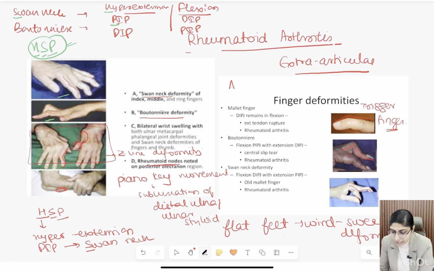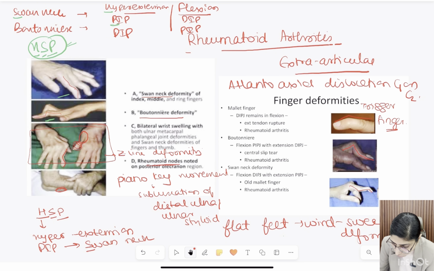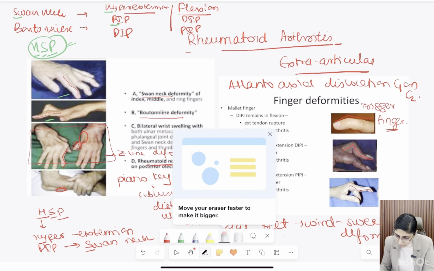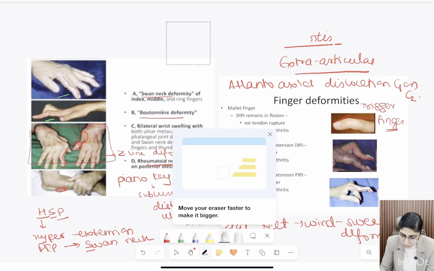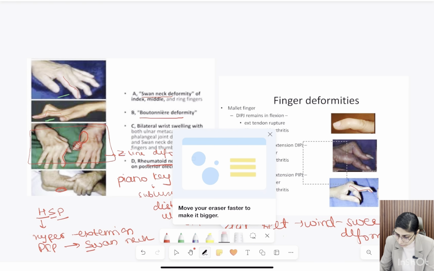If we talk about the spine, there is atlantoaxial dislocation, of C1 on C2. So these are the main things. One important one we forgot is flexor tendon tenosynovitis, which can involve the thumb or the finger, leading to a trigger finger. So these are the deformities that can happen with rheumatoid arthritis.